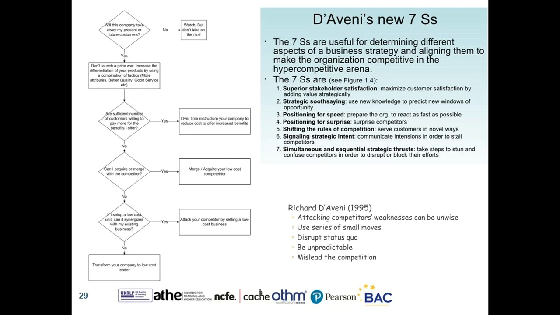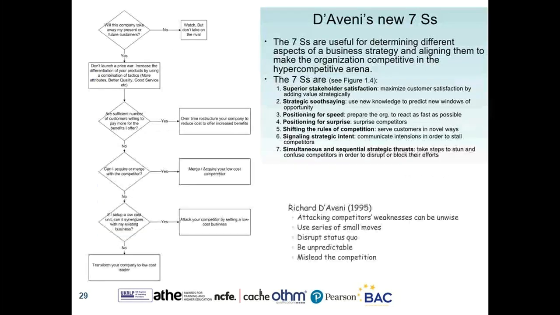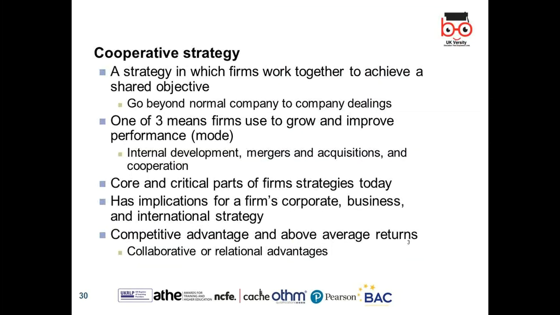Maybe you change your pricing plan, your competition, your price drop, all this, maybe you change the suppliers, so you carry on. So this is the focus on 7S. Cooperative strategy is when firms work together to achieve a shared objective. It means the firm grows, improves, and performs through internal development, merger, acquisition, and cooperation.